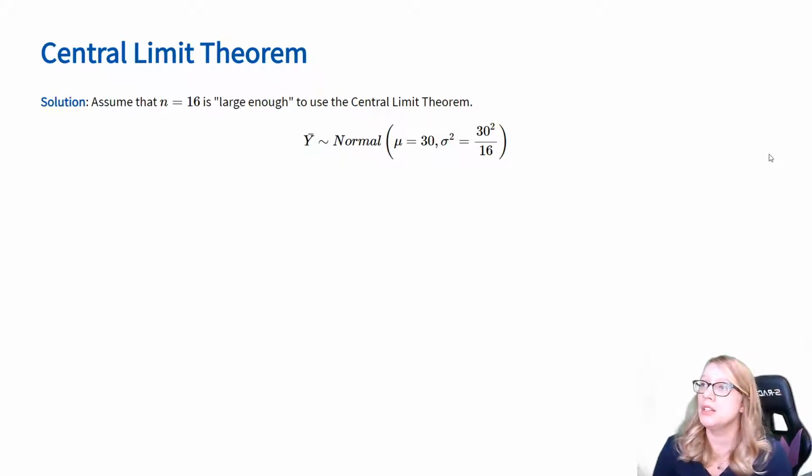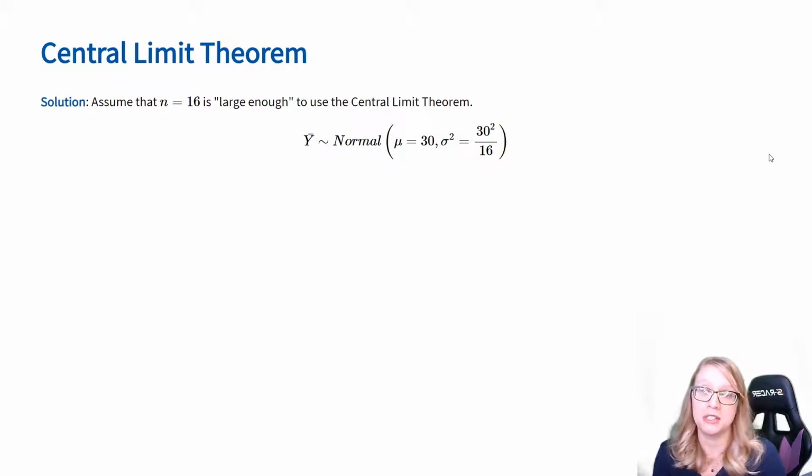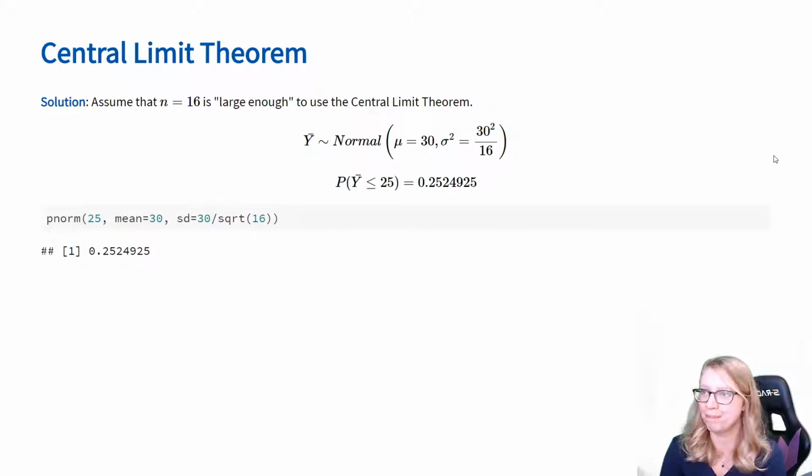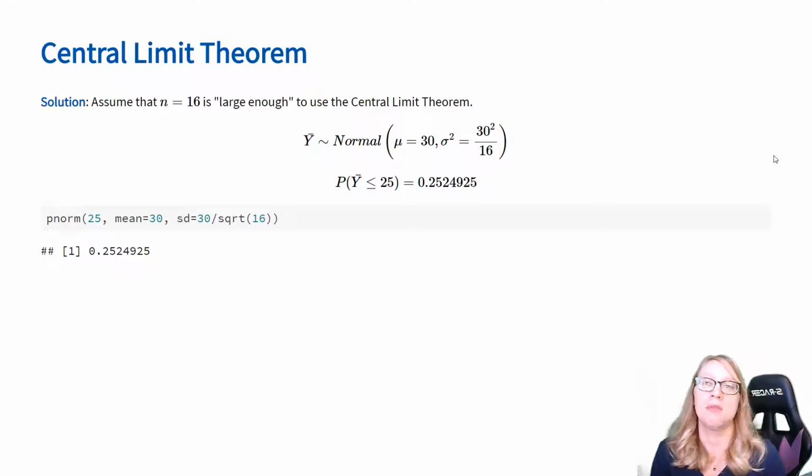So we will assume that n is large enough to use the central limit theorem, which would mean that the sample mean is normally distributed. The mean mu is the population mean. The variance of the sample mean is the population variance over the sample size n. So then the probability of observing a sample mean less than 25 according to this distribution is about 25%, 0.2525.